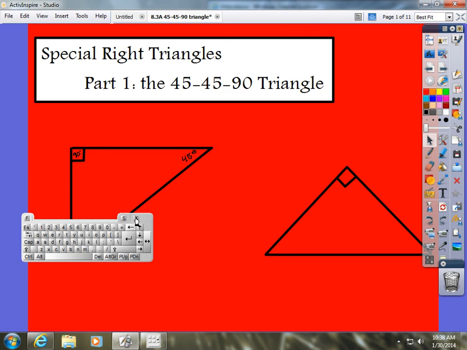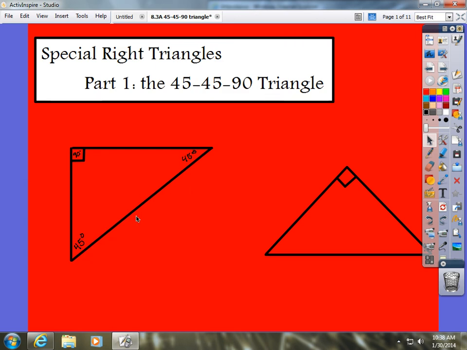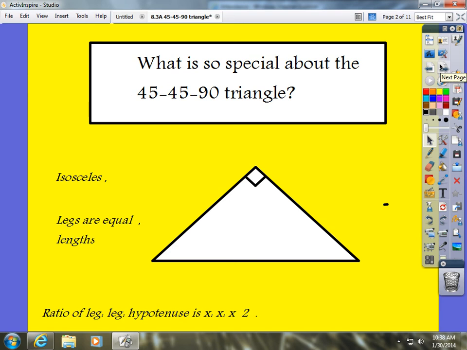Hello class. Today's lesson is actually a two-parter and it's on special right triangles. The first part we're going to talk about the 45-45-90 triangle. Okay, and this is a pretty cool triangle to begin with. Makes things a little bit easier. So what's so special about the 45-45-90 triangle?